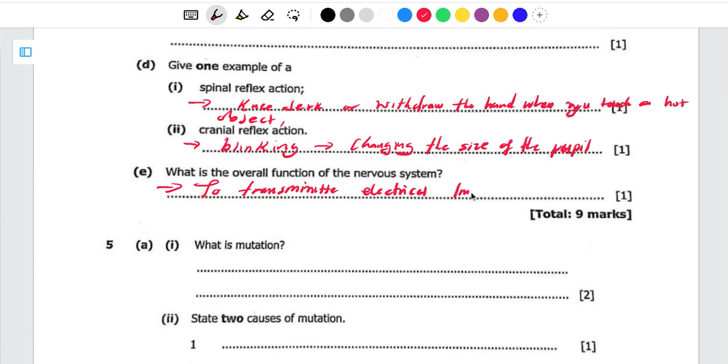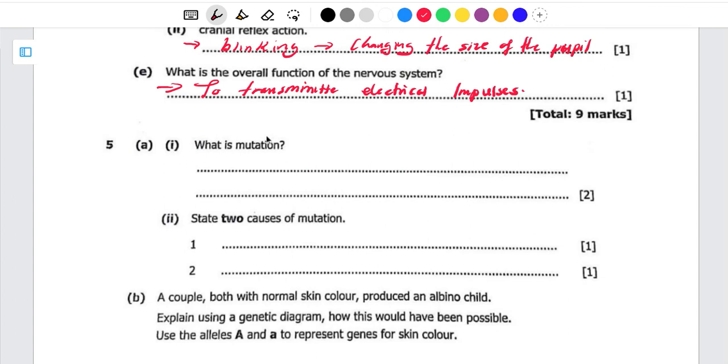Electrical impulse or impulses. Then from there, I also have question 5, which is coming from genetics. So the first one is saying define mutation. So in talk of mutation can affect the genes. It can also affect the chromosomes. It can affect the genes as well as it can affect the chromosomes.